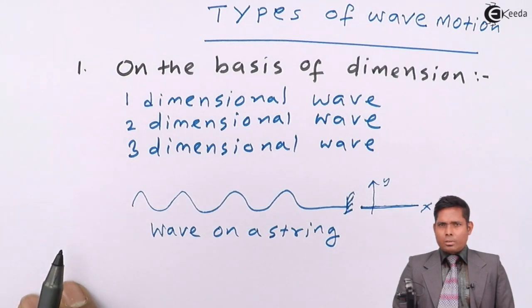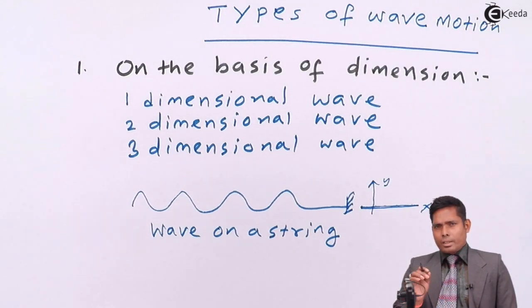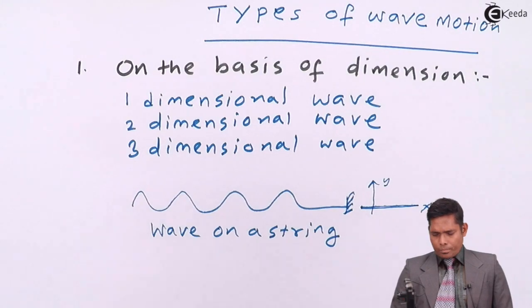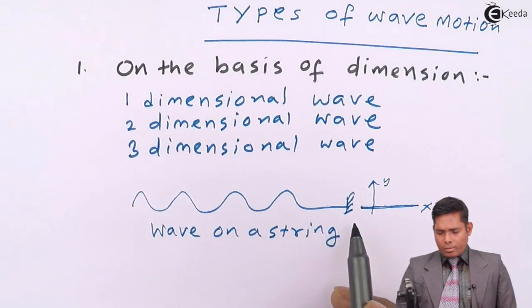Wave motion is the propagation of disturbance, and that disturbance is traveling along the x-axis, along the length of the rope. So therefore this is a case of one-dimensional wave. So this is 1D.